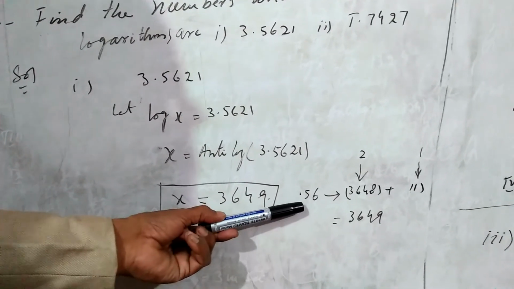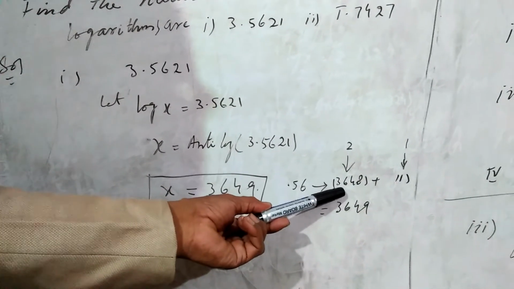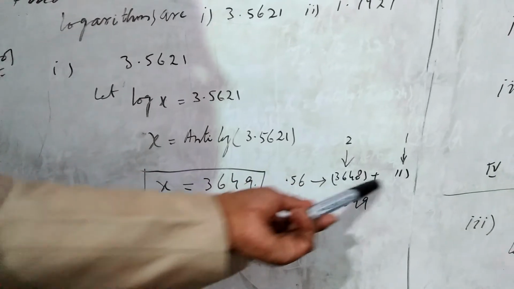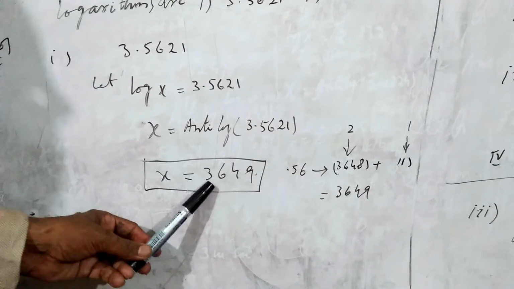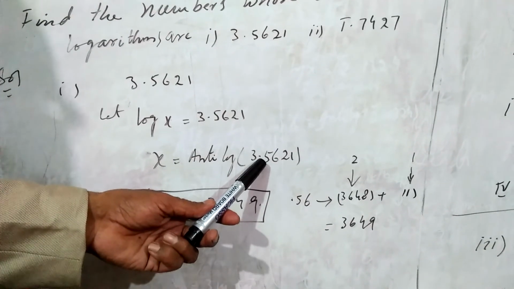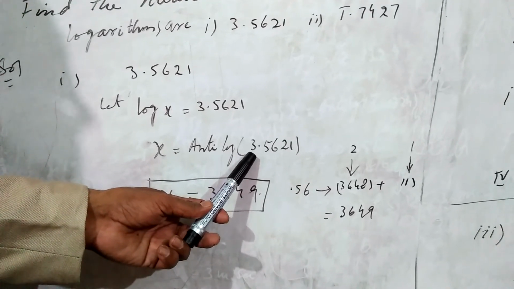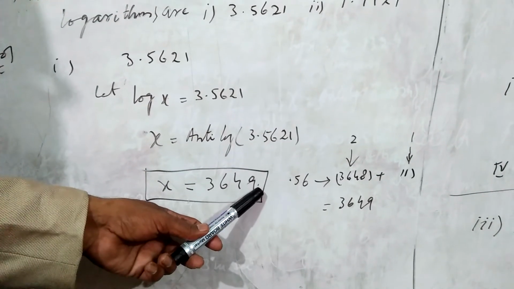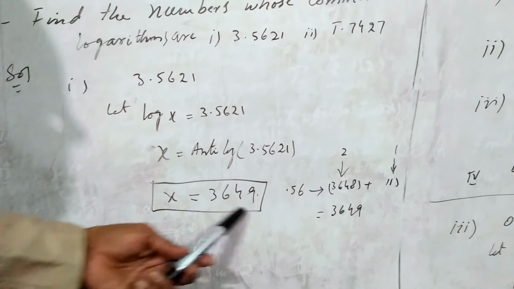Parallel to 0.56 in the anti-logarithm table, below 2 we get the value 3648 and below 1 is 1. By adding these two values, 3649. So the value of x is equal to 3649, and we have to assign the decimal after 4 digits because its characteristic is 3. By adding 1 to the characteristic we get the number 4. So after 4 digits we assign the decimal, and x is equal to 3649, and this is our answer.